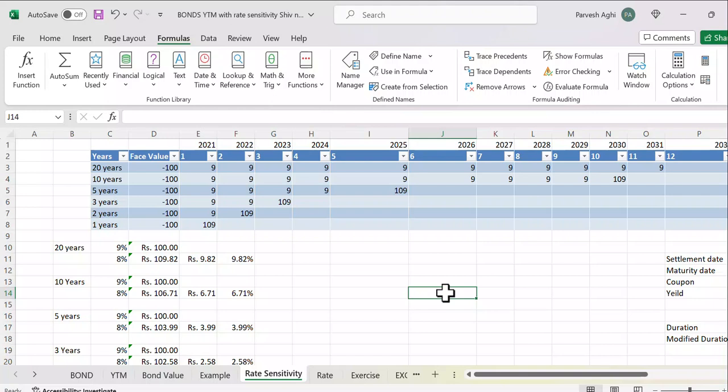No, just hold on. This data is not tracking any government security. This is a hypothetical example. It can be a government bond, it can be a corporate bond. I'm just saying there's a face value and coupon rate. I'm not saying it's a government security. I'll go to the government security shortly.